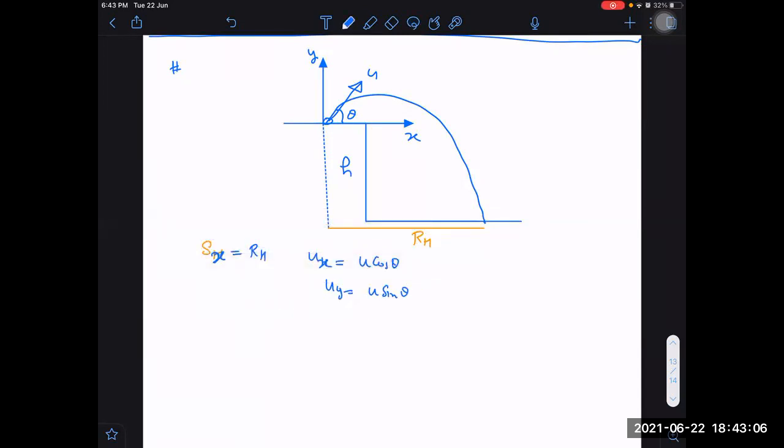Now, what is the value of displacement along y-axis? Nandu, you have to tell only. Nobody else will tell, please. What is displacement along y-axis?